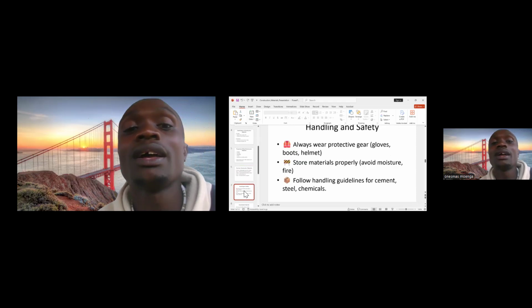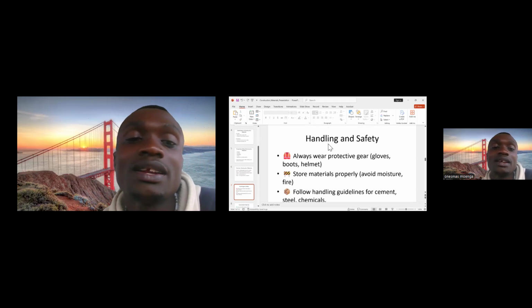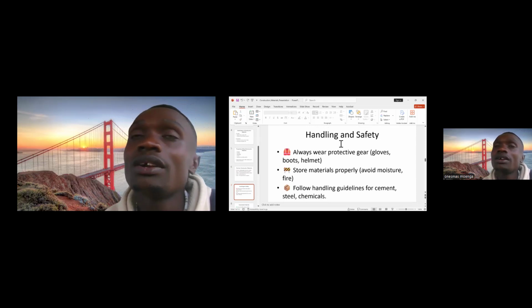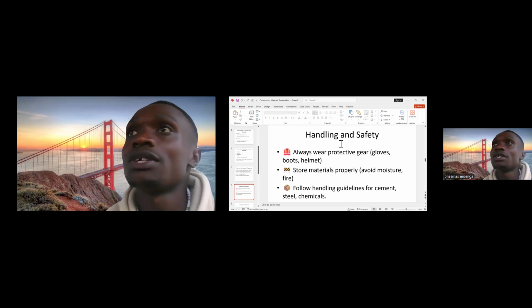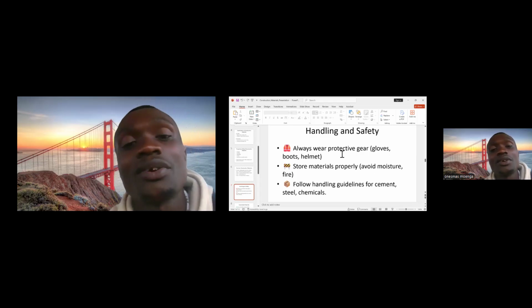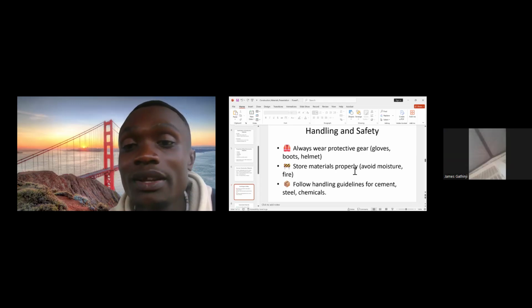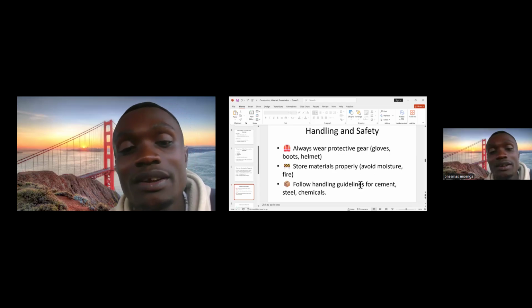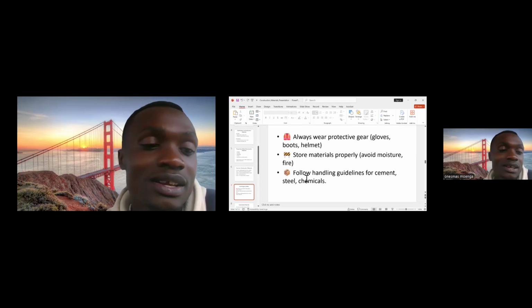Then I would like us to see the handling and safety. When handling these construction materials, you have to be on the safer side to protect yourself from any hazard. So always wear protective gear such as gloves, boots, and helmets. Then store materials properly. Avoid moisture and fire. Then follow handling guidelines for cement, steel, and chemicals.